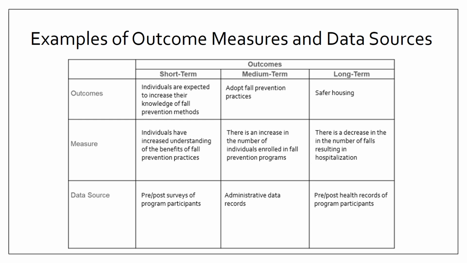So for our outcomes, you can see for short-term, individuals are expected to increase their knowledge of fall prevention methods. We're going to measure that by seeing if they have an increased understanding of fall prevention practices, and the data source we'll use is pre and post surveys from the program participants. Our medium-term outcome is that they adopt a fall prevention practice. So we want to see an increase in the number of individuals enrolled in fall prevention programs, and the data source for that would be the use of administrative data records.